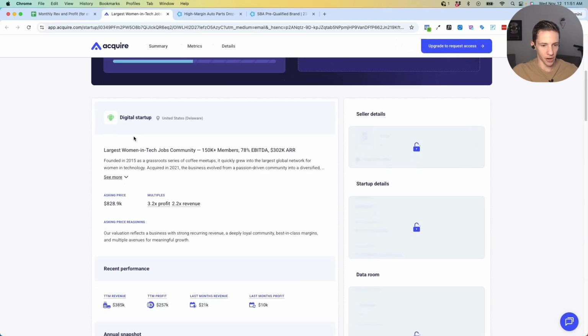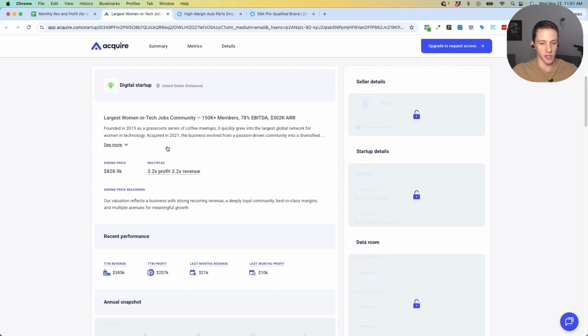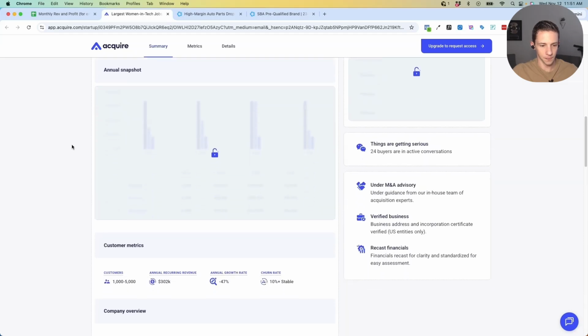Let's see if we can find out any other details. It was acquired in 2021, so it's not founder-led at this point.